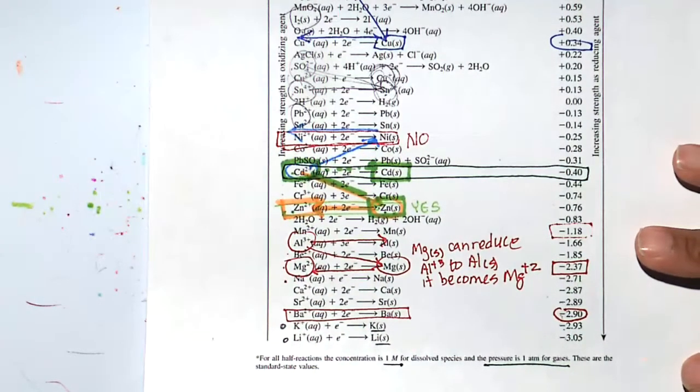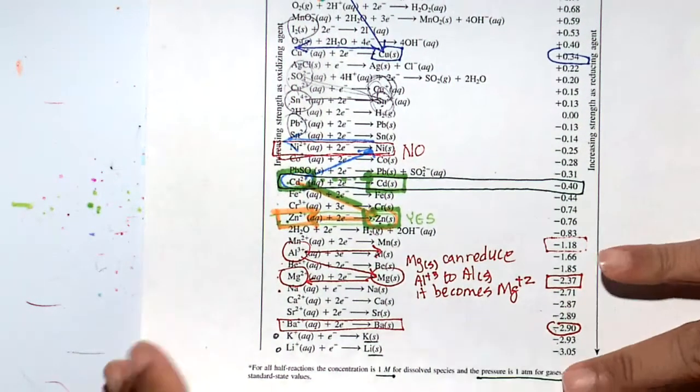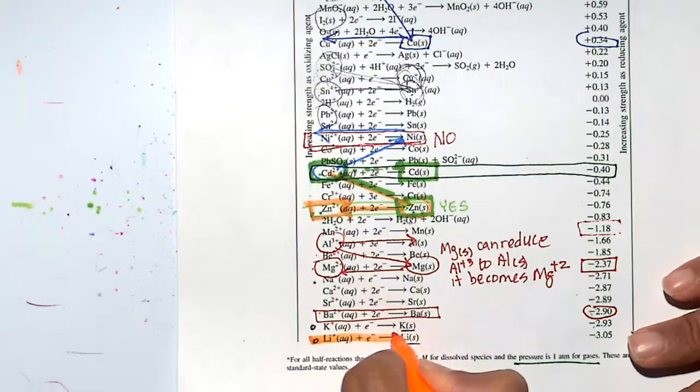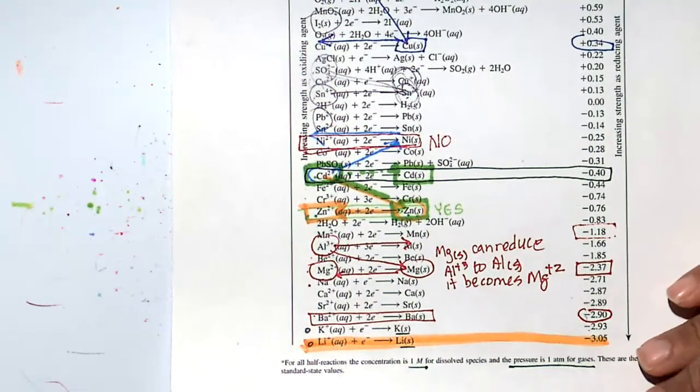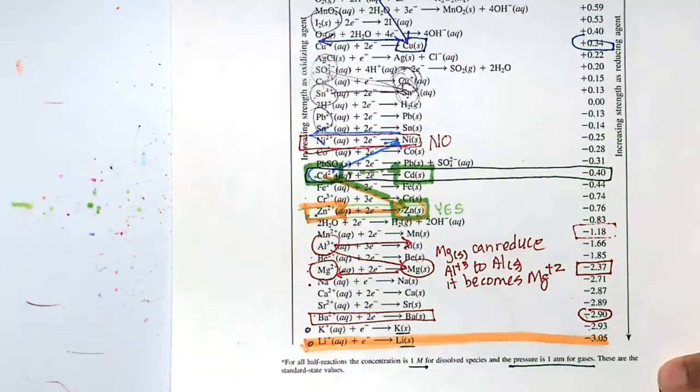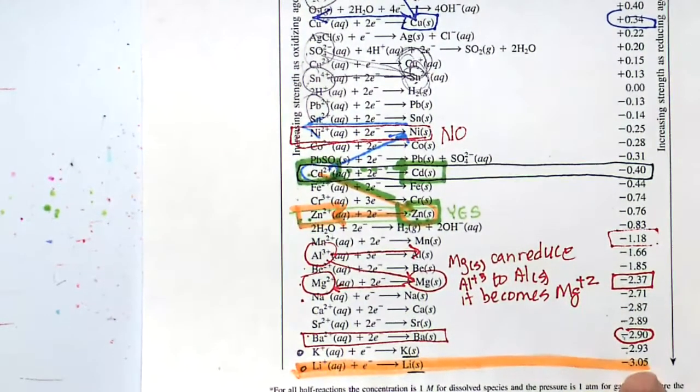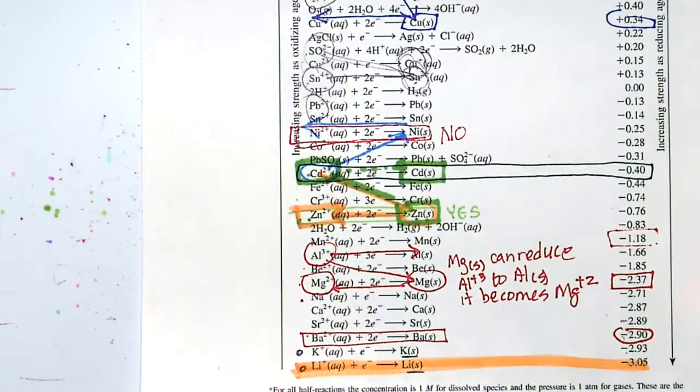By the way, there's one term I want to teach you guys. Go back here. Let's go all the way to the bottom. I'll highlight this in orange. At the very bottom, lithium plus E minus, 1 electron, to lithium solid, negative 3.05 volts. Here, the very bottom is what we call the best reducing agent.